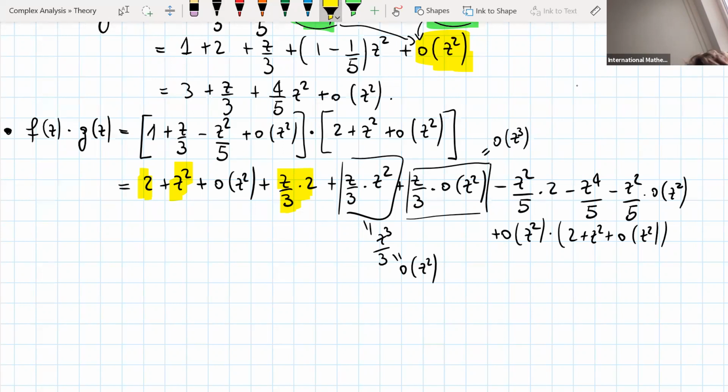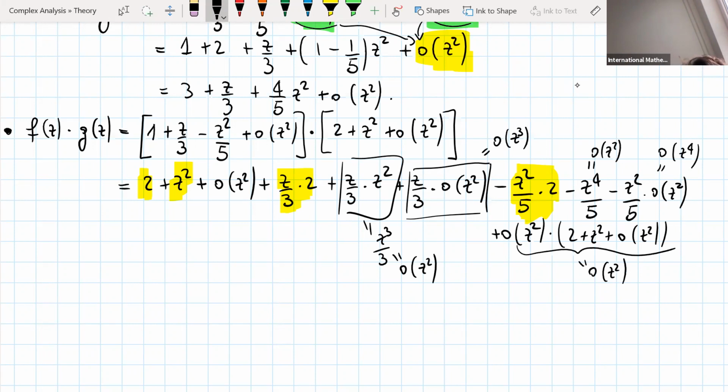Then we get now once again a term of order 2. So this is also interesting for us. And then we have terms of order 4, which is shortly some O of z squared. And then here also we have O of z to the 4. And then here also O of z squared times this 2 plus z squared plus O of z squared. This is also O of z squared.